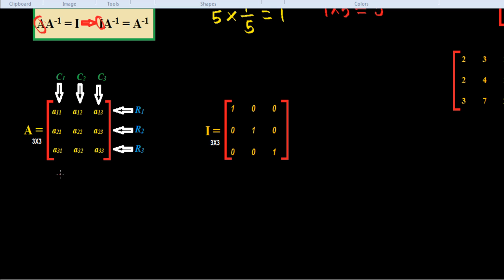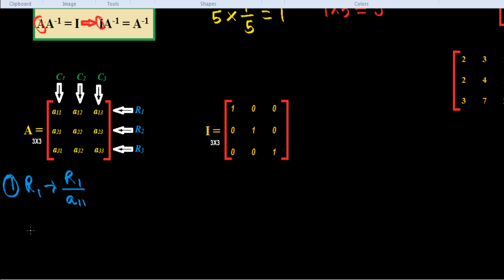So how do we get 1? Let us see. R1 becomes R1 divided by A11. If we divide any number by the same number, we always get 1. So this is the first step we use for making 1.